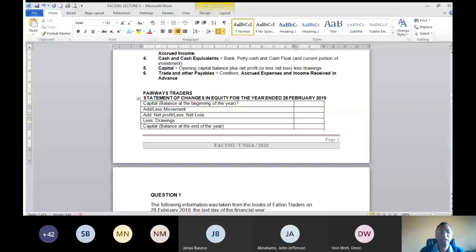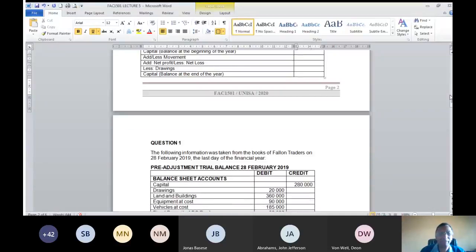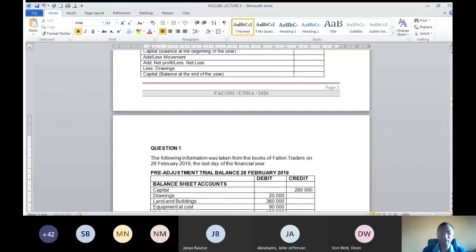Right, so guys, this statement starts with capital, the balance at the beginning of the year, add or subtract a movement. Now, a movement refers to any increases or decreases of the capital during the course of the year. Any increases or decreases to the capital during the course of the year.